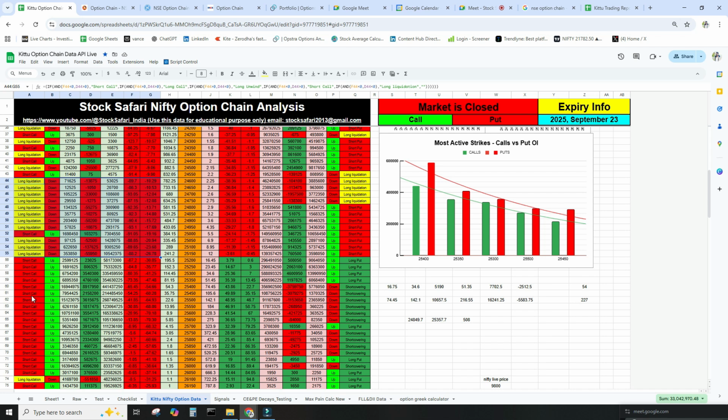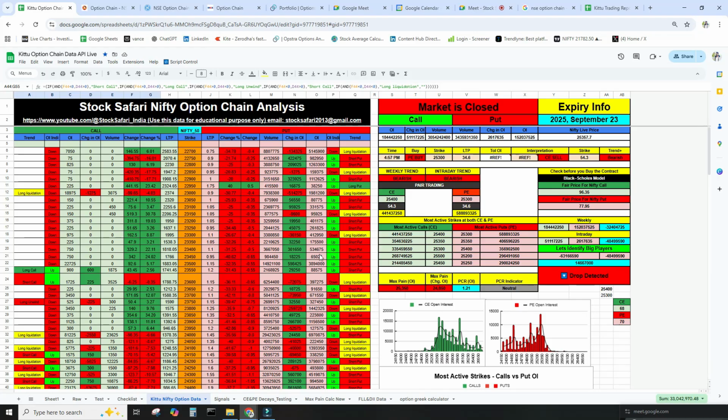Short calls means call writers are writing their positions. Even if you see green on both sides, that means long build up is happening on the put side. So it would be very easy for you to understand what is happening in the market. And now let me give you some quick introduction about our Google sheet.